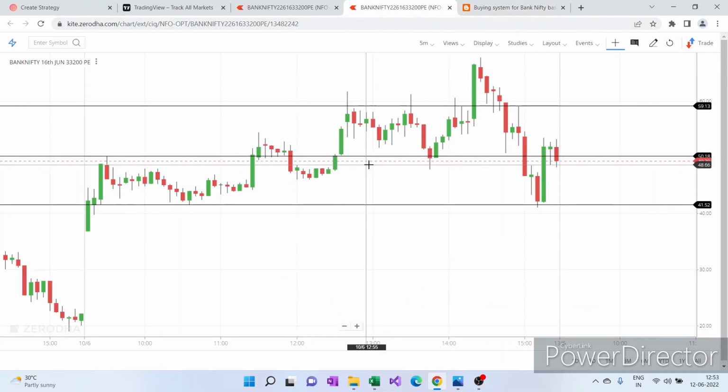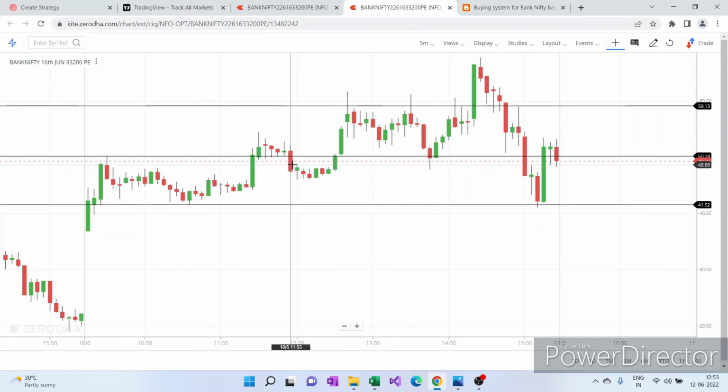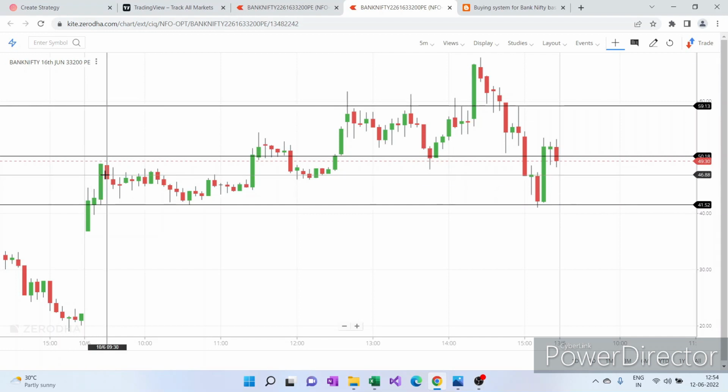So what happens in the range breakout is we watch for the range to be broken for a given instrument. Here I've taken Bank Nifty 33,200 PE. This is the option which was trading near 50 point premium on this Friday, which is 10 June. As you can see, around 9:30 it was around 48, which is near to 50, and then we watch its range as per my formula.